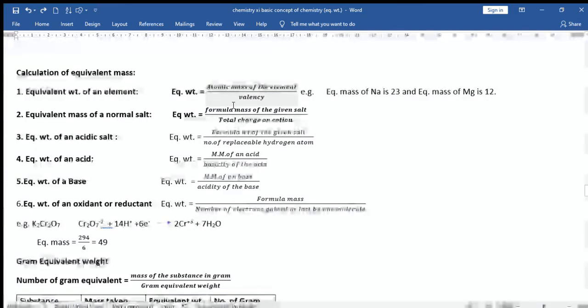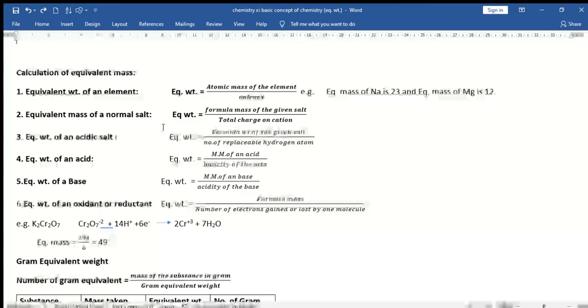Next is the equivalent mass of a normal salt. If we know the formula mass of the given salt and the total charge on the cation, then we can calculate the equivalent mass of that normal salt. As in the case of NaCl, we write the formula mass of NaCl and then divide it by 1, because here the total charge on the cation is 1. Next example is Na2CO3, sodium carbonate.